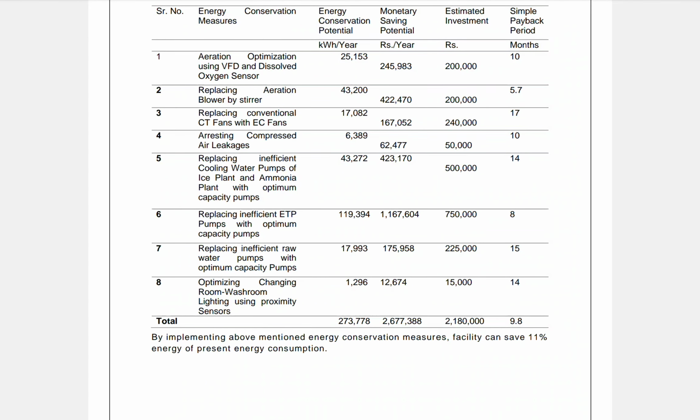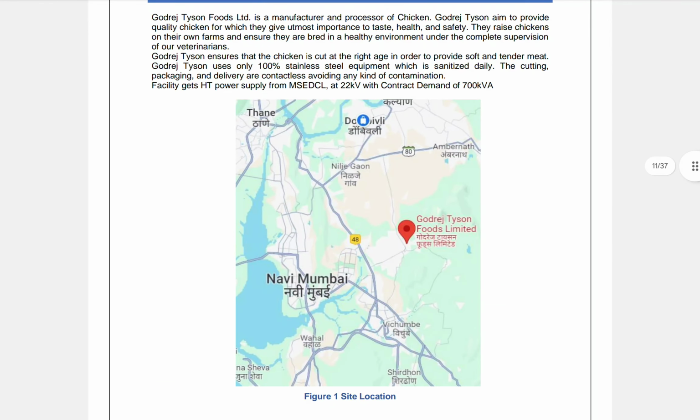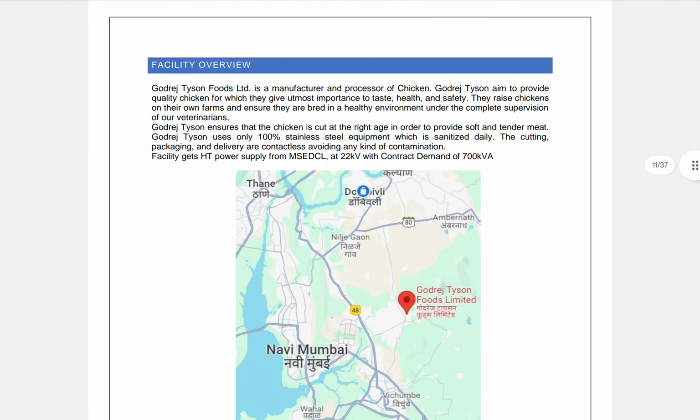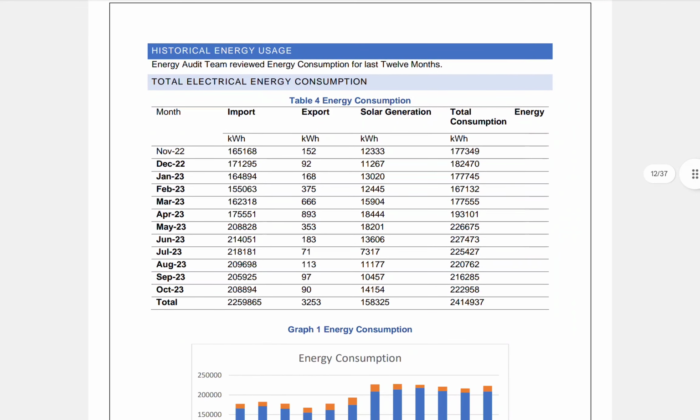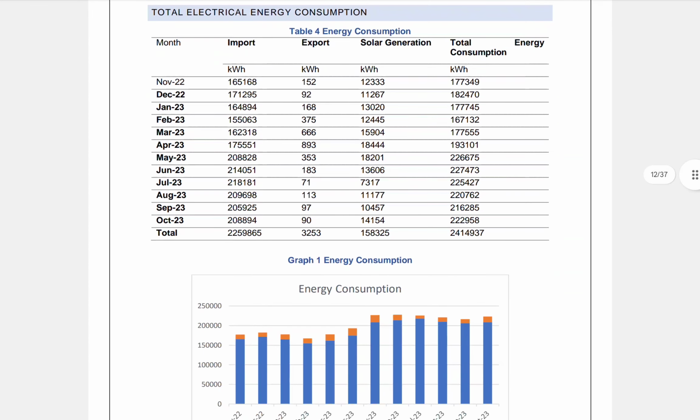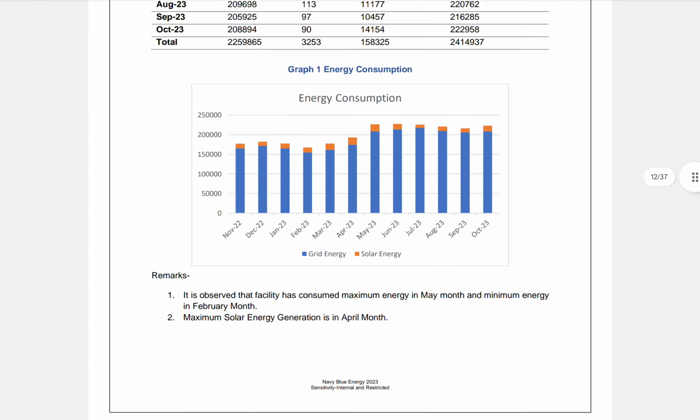If you see the fundamentals of the report, the executive summary is very simple: the finding, the energy conservation potential, financial conservation potential, then the estimated investment and ROI in months. Simple formula. All the details are here. Then after that there is a facility overview, where the plant is located and so on. Then historical energy usage, a 12-month analysis, correct?